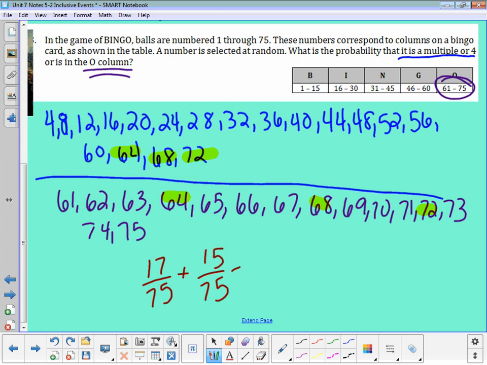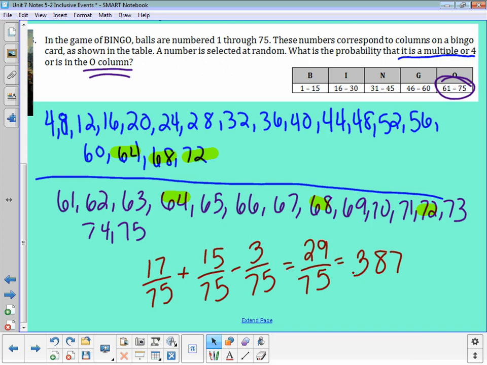Last but not least, we want to subtract off that both element. I highlighted 3 overlaps, so I have 3 total that are overlapping. So I'm going to add those together and subtract off the both. So I have 17 plus 15 minus 3. That's going to be 29 over 75. 29 is a prime number, so we can't simplify that anymore. Last but not least, we're going to write it as a decimal. We get 0.387. So the probability of that happening is about 38.7%.